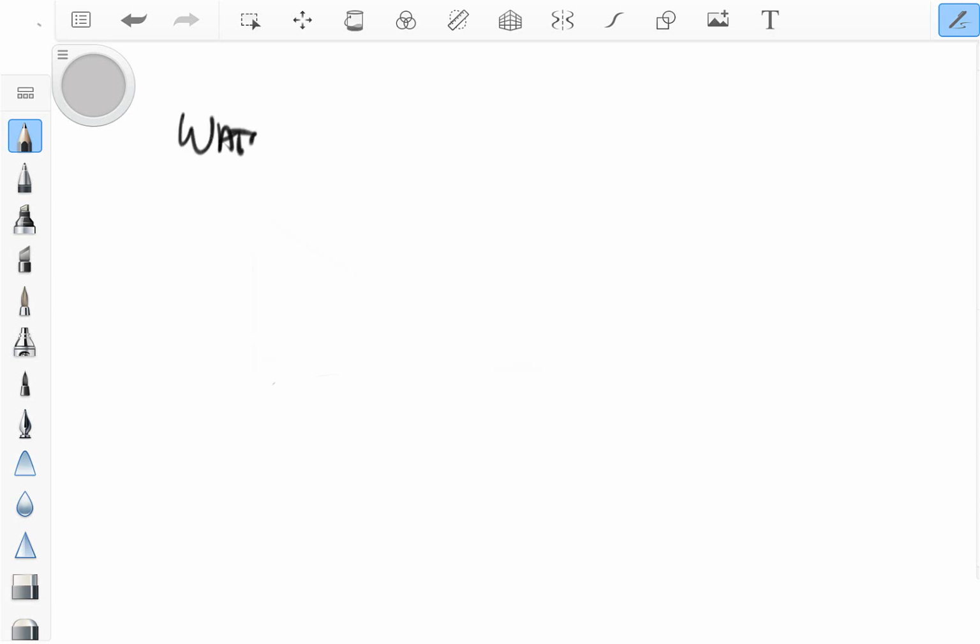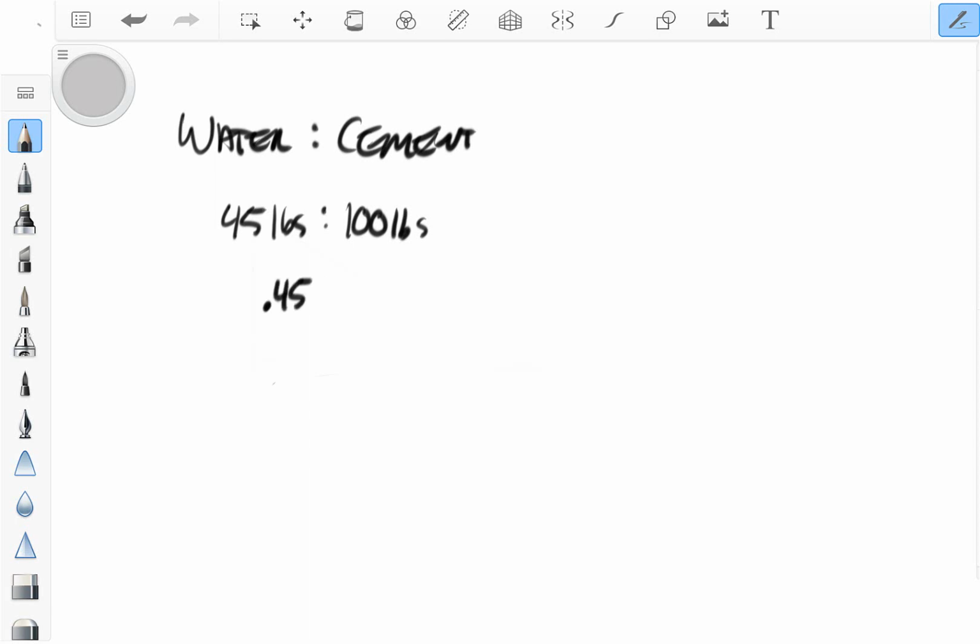When we're talking about concrete, we can do a water to cement ratio, and that is the comparable number between water and cement in a mixture. So let's just say that we had 45 pounds of water and we had 100 pounds of cement. We would have a water to cement ratio. We take the water to cement, so water divided by cement would give us a 0.45 ratio.